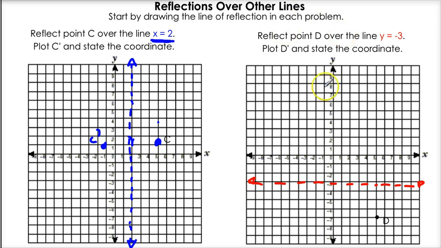And what we're going to do is count the distance. So from D to the line of reflection, it's 1, 2, 3, 4. Okay? Now since it's going to be the same distance on the other side, we count again. 1, 2, 3, 4. And sure enough, D prime, that's where it goes. You just had to count. Okay? So they're both 4 units from the axis of symmetry, or the line of reflection. Okay? And that's it. You just draw the line and state the point.